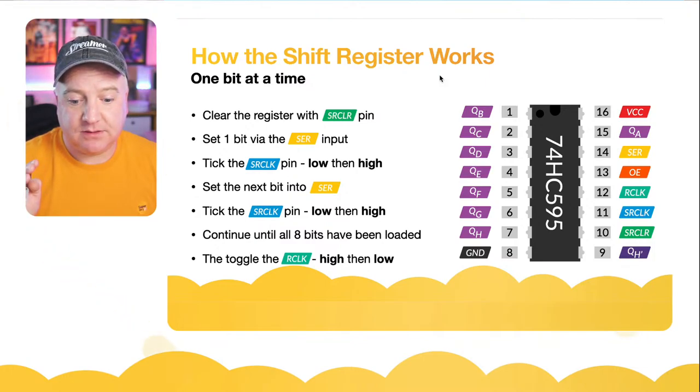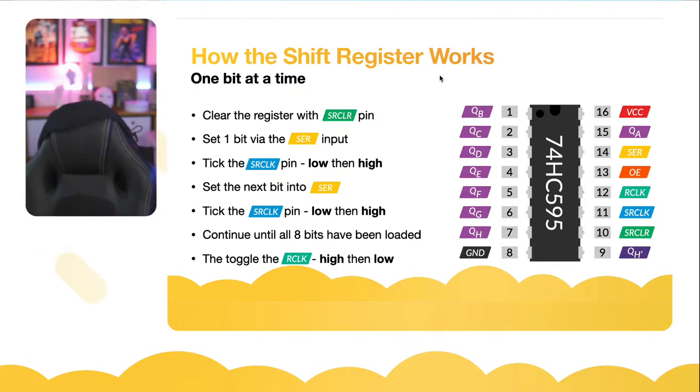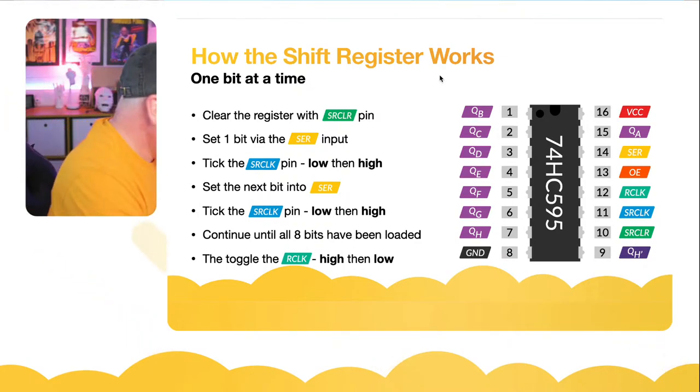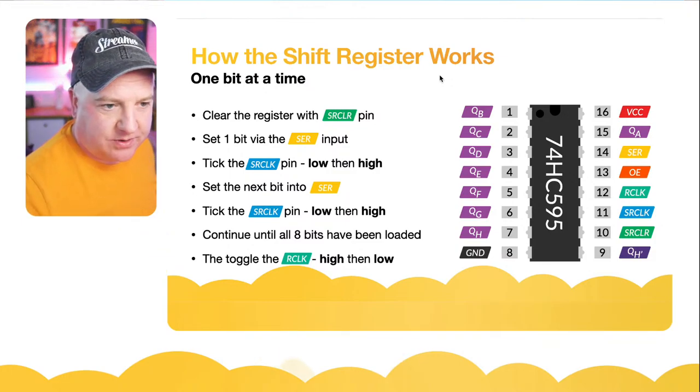Let me just get this right. Which one is it, the least significant and most significant bit? We'll draw this out and we can have a look at this on the overhead. Let me just grab a sheet of paper. Again, just so we can understand what's going on there.